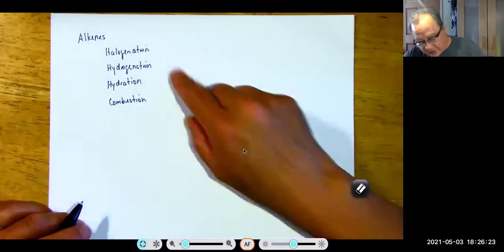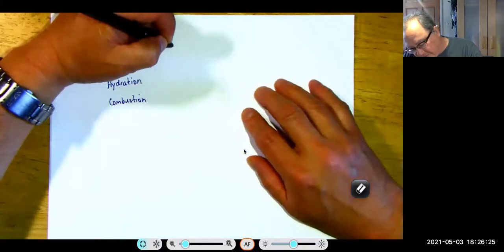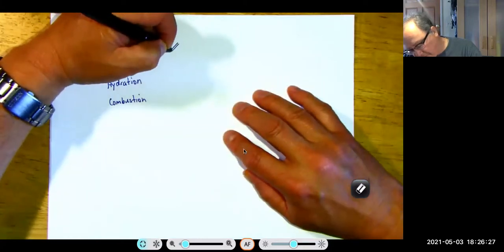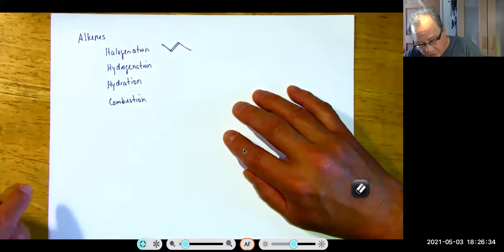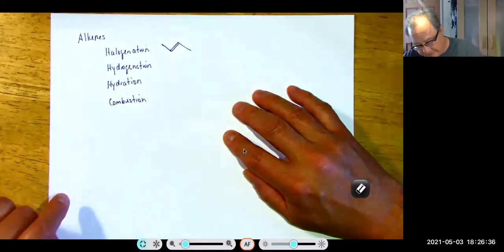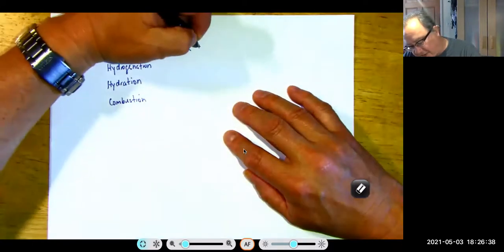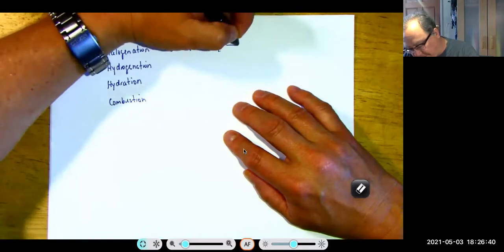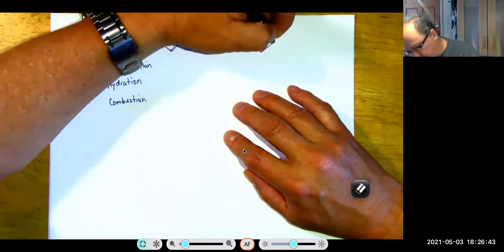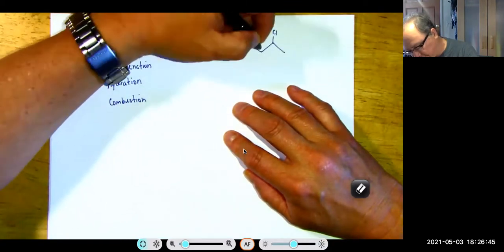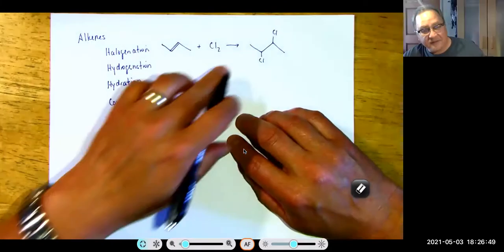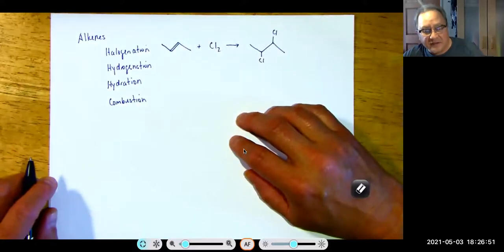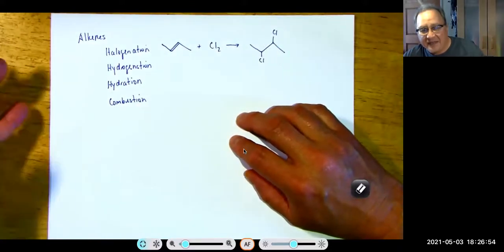So halogenation works like this. Here, it doesn't matter whether this is cis or trans. I just want to put the double bond in the middle there. If you react this with Cl2, what will happen is this. Okay, and you don't need light. So this is a great way to tell the difference between an alkene and an alkane.